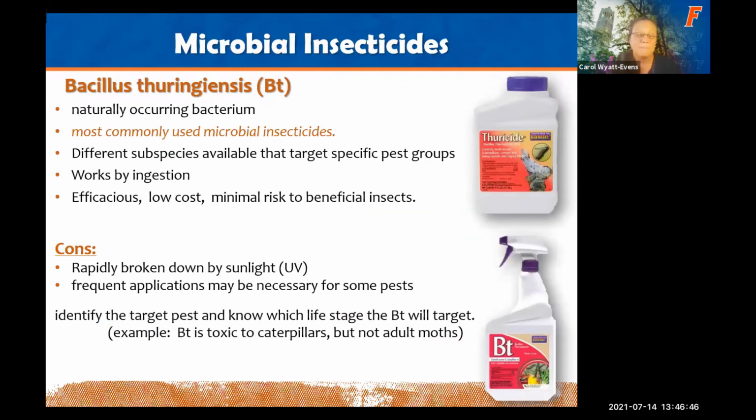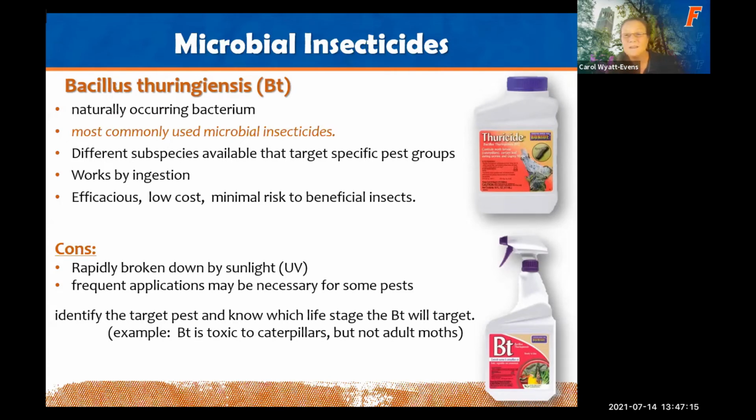So Bacillus thuringiensis. So this is a naturally occurring bacterium. It's found in our soil and our water, as well as on plant surfaces. It is by far the most commonly used microbial. There are different subspecies available to target specific pest groups. So this is really good because they only affect one specific group and they won't harm other organisms.